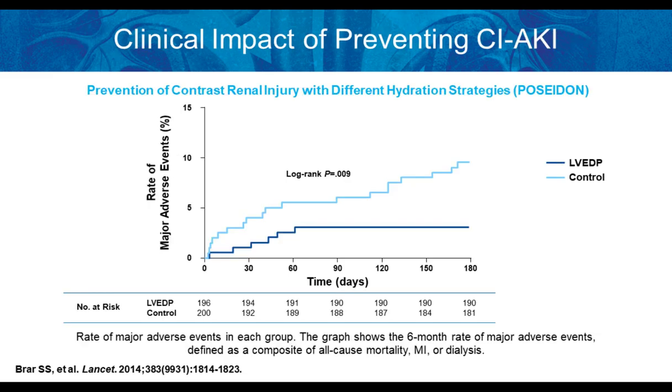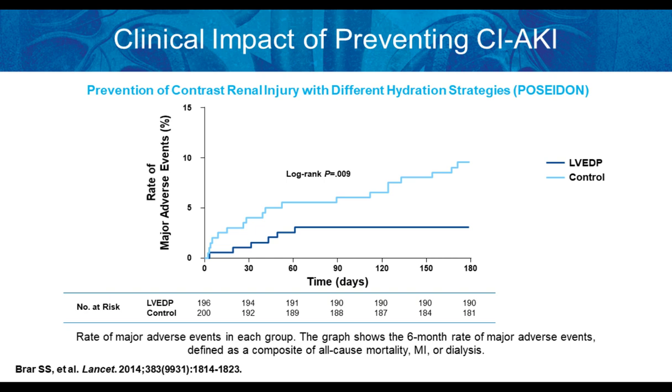I think the strongest evidence of why acute kidney injury matters comes from the long-term follow-up of Poseidon. So remember, Poseidon was a trial of LV-EDP-based hydration versus standard hydration. So everybody got hydrated, and this trial showed there was a significant reduction in acute kidney injury using an LV-EDP-based hydration. So what you see in this trial, though, is that on long-term follow-up, patients that got the more aggressive hydration strategy, not only did they have less AKI early on, they were at a much lower risk of long-term adverse events at 6 months compared to the group that was the control.